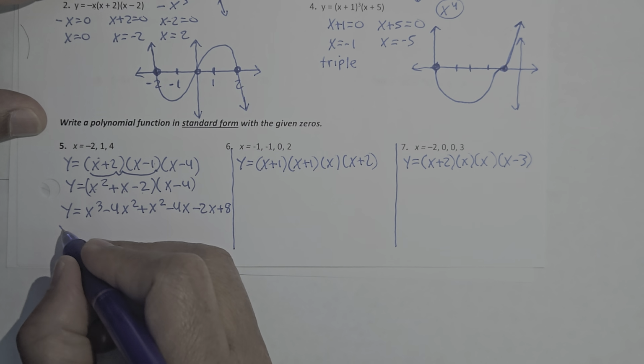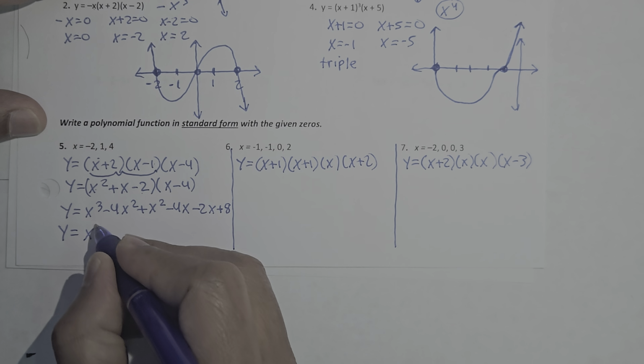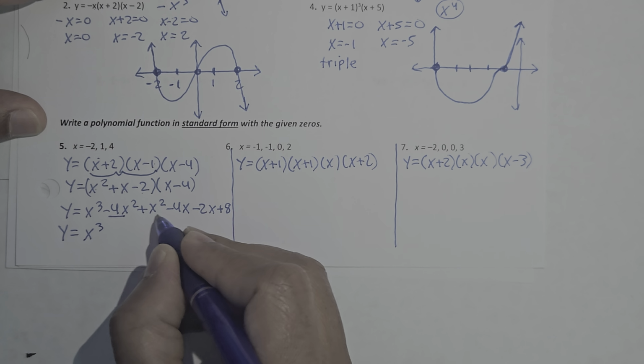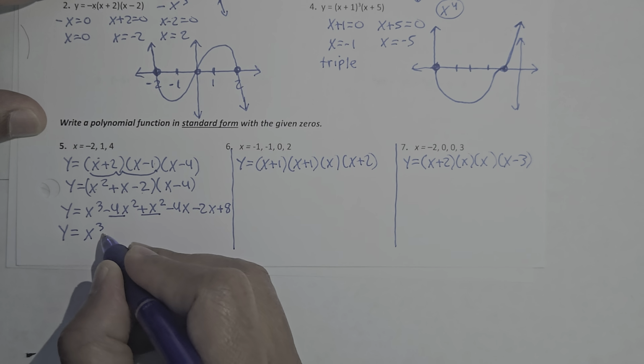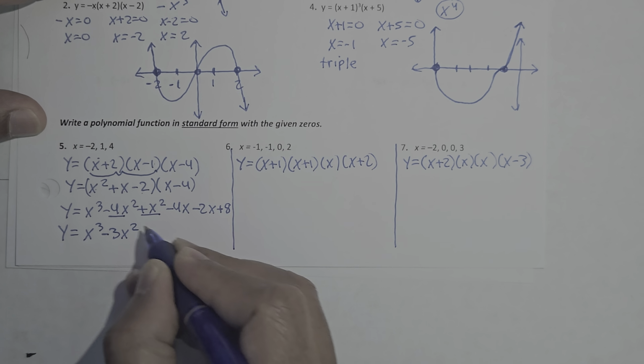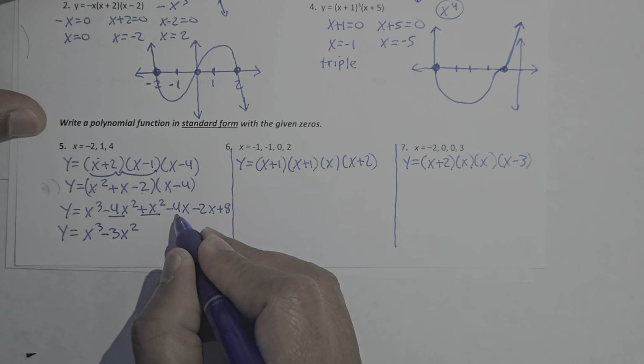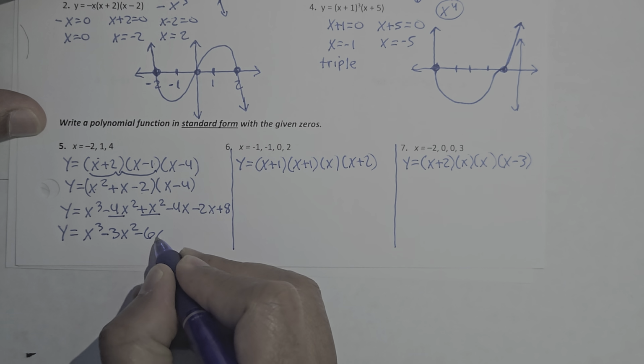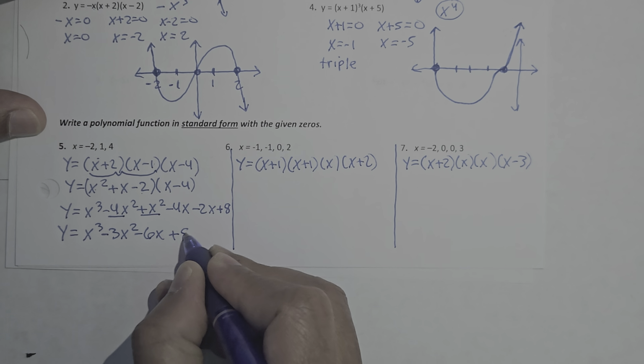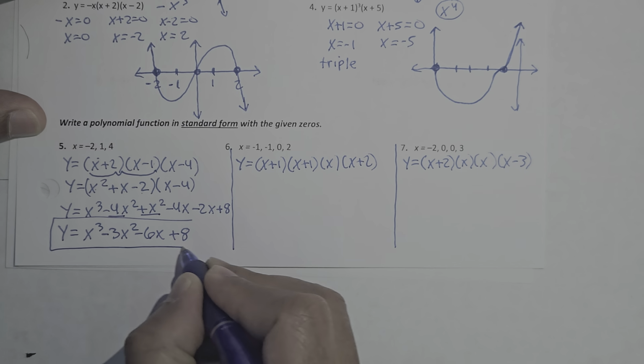Okay, so then combine like terms to simplify. So we have x to the third, x to the second, 4 negatives of them, and 1 positive. So minus 3x to the second. And then we have negative 4x minus 2x, that's minus 6x, and then the plus 8. So this is the polynomial that has those solutions.